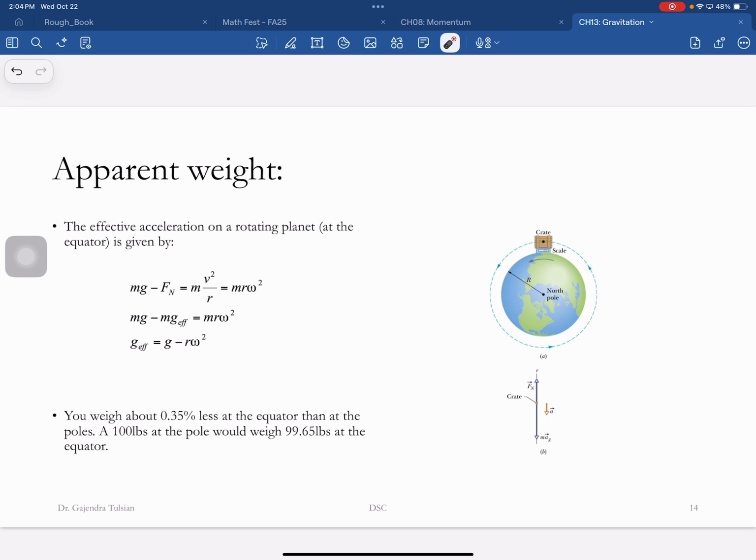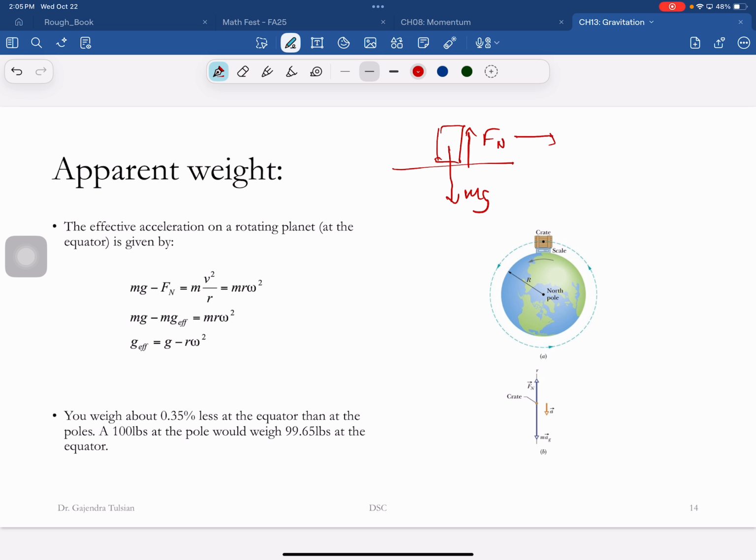Now we'll try and understand what the word apparent weight means. So let's say you're standing on the ground. What happens? The Earth is pulling you down. You actually don't feel the force of gravity. So what is it that you feel? The ground is pushing you up, preventing you from going through the ground. And that is your apparent weight. So this force is your apparent weight.